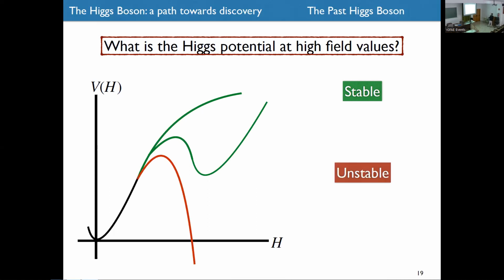Second is that actually it goes down at one point, and that would mean that this potential is unstable. And unstable potential means that, well, we cannot be here. So this potential would tell us that we cannot exist because, well, there wouldn't be any electroweak vacuum.